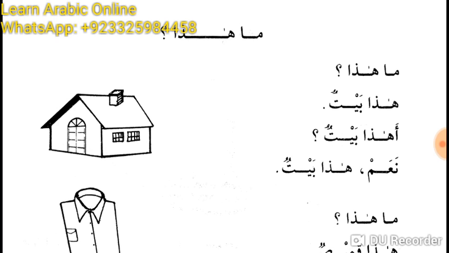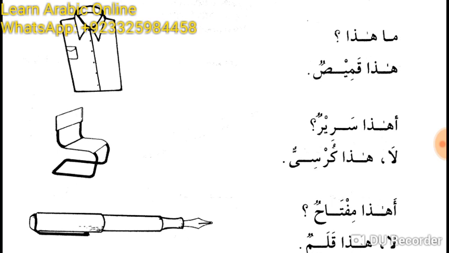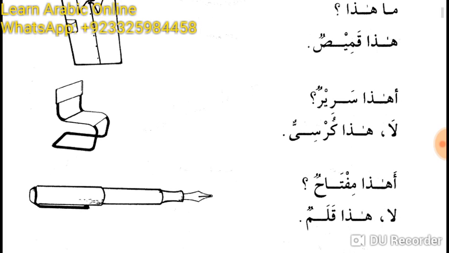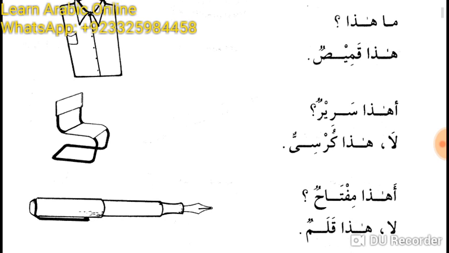Okay. Maha haza, what is this? Haza baitun, this is a house. A haza baitun, is this a house? Naam, haza baitun, yes, this is a house. Okay. Maha haza, what is this? Haza kamisun, yes, this is a shirt.